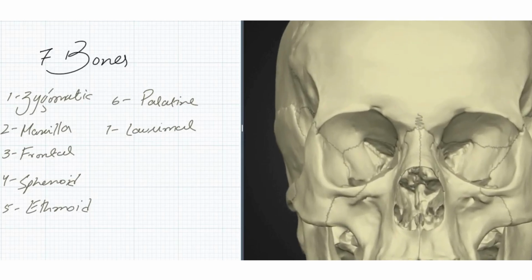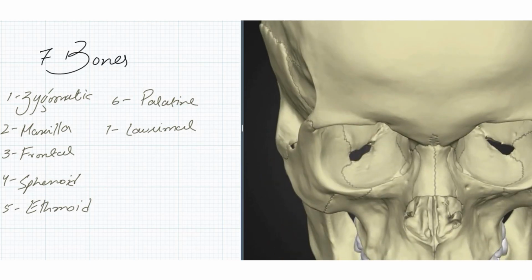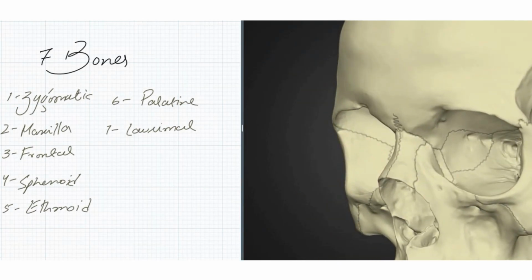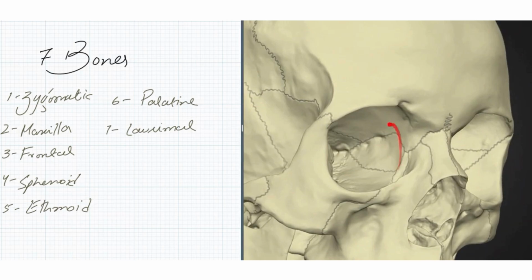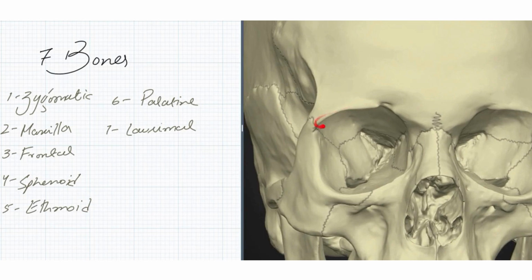Orbit consists of 4 walls. This is the roof, this is the floor, this is the lateral wall, and this right here is the medial wall. And their anterior margins are called rims. This is the superior rim, lateral rim, inferior rim, and the medial rim, which is not quite distinct.